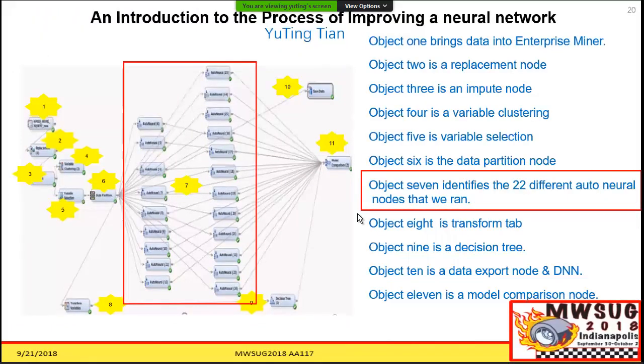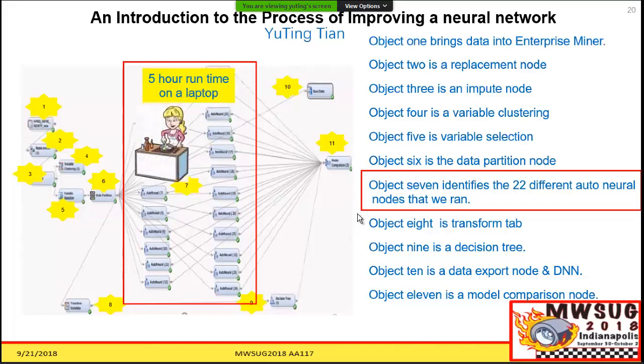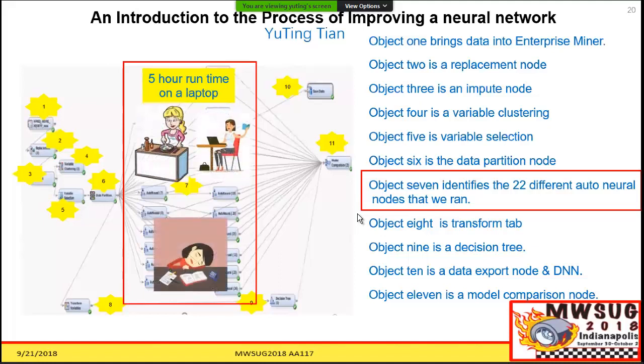So now this is the 7th. It identifies the 22 different autoneural nodes that we run. In this part, I used 5 hours of runtime on a laptop: 2 hours for cooking, 2 hours for study, 1 hour for sleep. After I woke up, I found it worked on my laptop.